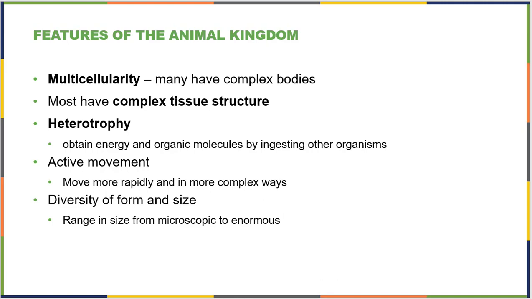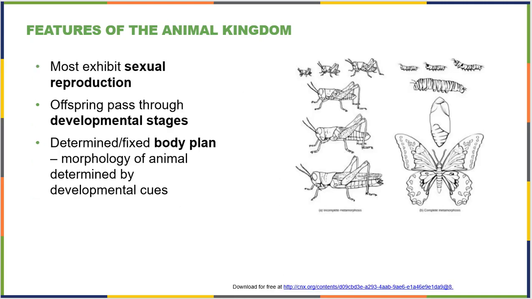All animals are heterotrophs. We have to ingest and digest other organisms. We all show active movement at some point in our life. There are some that are sessile as adults. There's a lot of diversity in form and size, so you can have microscopic animals to animals that are absolutely enormous, so there's no kind of finalized sizing.